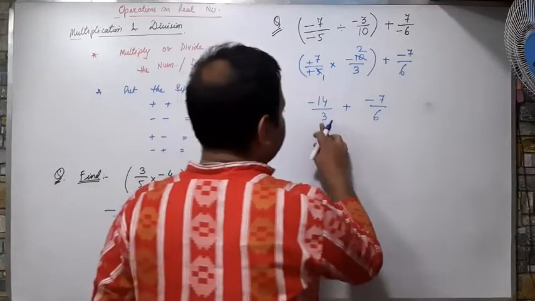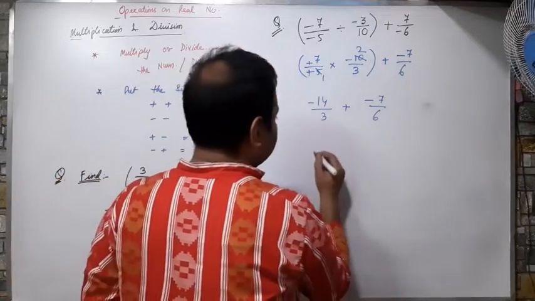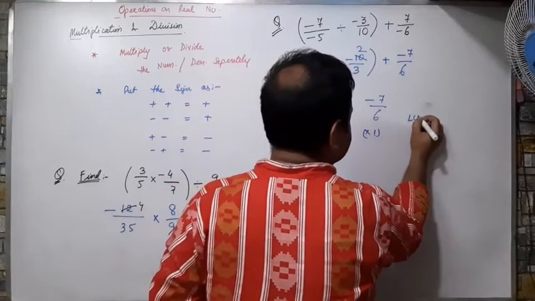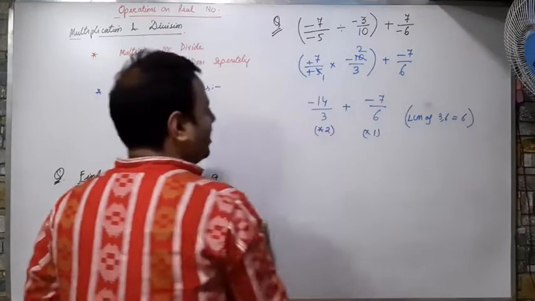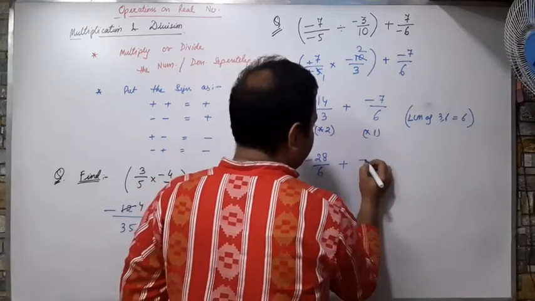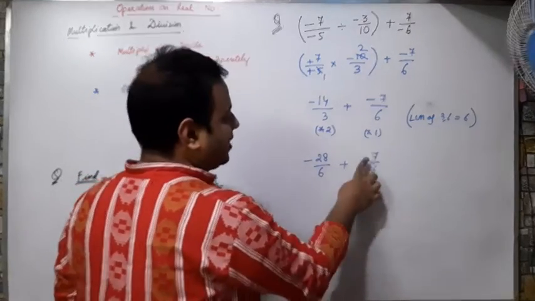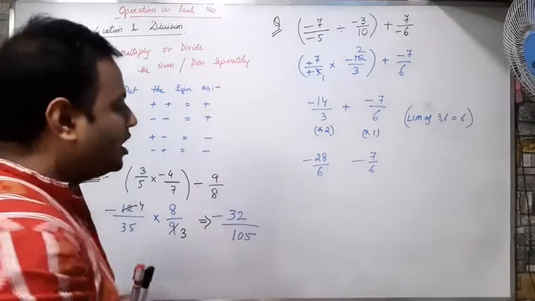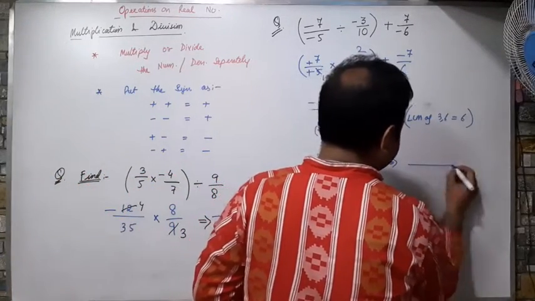Correct? So what I will do, I will again find the LCM of 3 and 6. I have to multiply this with 2 and I have to multiply it with 1, as the LCM of 3 and 6 is 6 itself. So what am I getting? I am getting minus 28 by 6 plus minus 7 by 6. I may not write plus minus both because plus minus comes as minus. So I can directly write here minus instead of writing both plus and minus. So I am getting a common denominator, that is 6. So I will write 6 as it is.